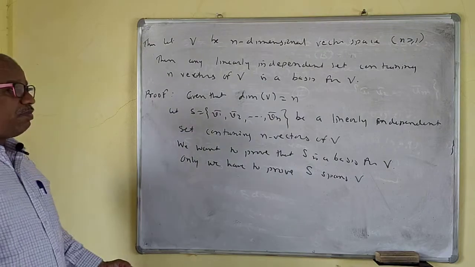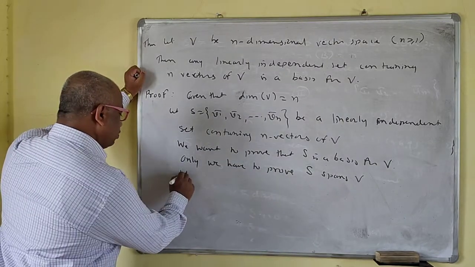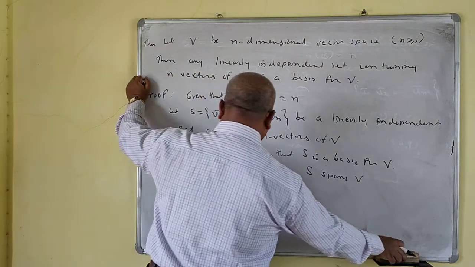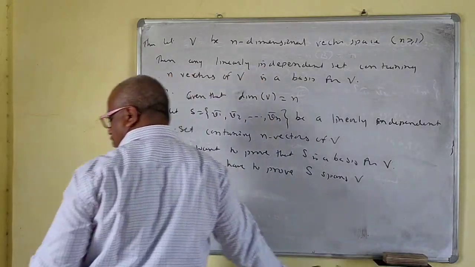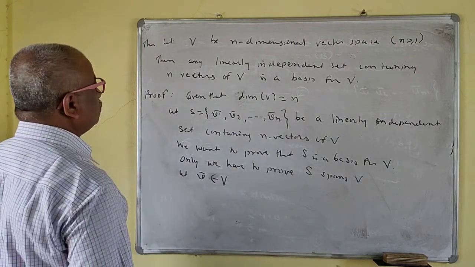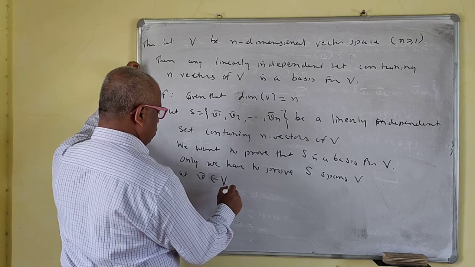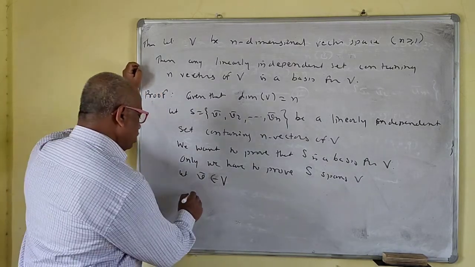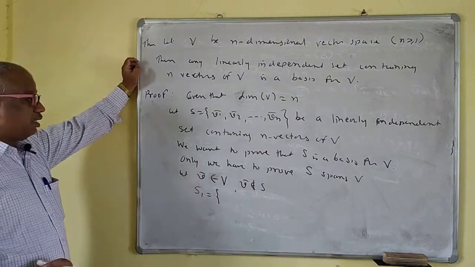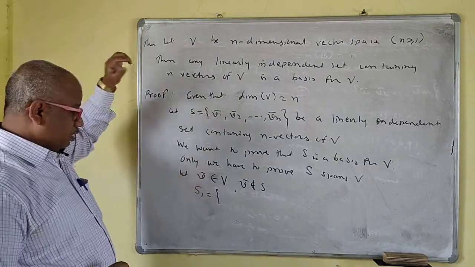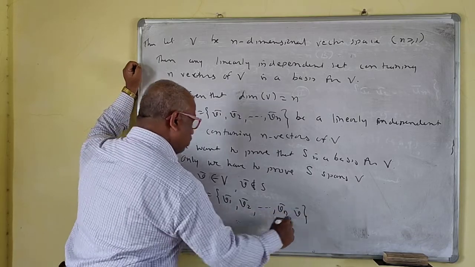Okay, so S spans V means what? Take any vector from V and show that it is a linear combination of the vectors in S. So let v bar belong to V, with v bar not belonging to S, that means v bar is other than v1 bar, v2 bar, and so on. So S1 is equal to v1 bar, v2 bar, ..., vn bar, v bar.